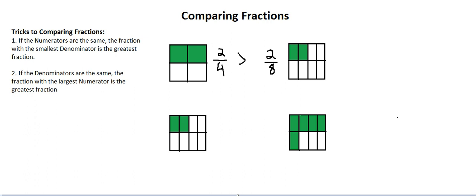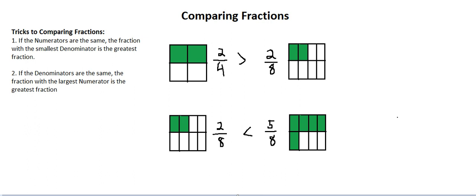Alright, so right here we have 2 shaded in out of 8 again. And over here we have 1, 2, 3, 4, 5 shaded in out of 8. And let's look at this rule. If the denominators are the same, so here both the denominators are 8, the fraction with the largest numerator is the greatest fraction. So that means that 2/8 is less than 5/8 because 5/8 is greater. So if we look, that can help us compare fractions.